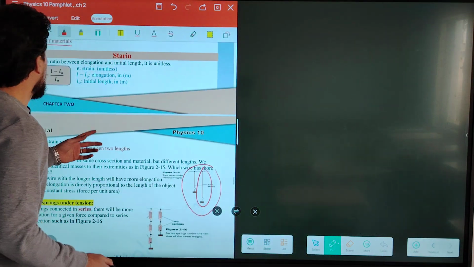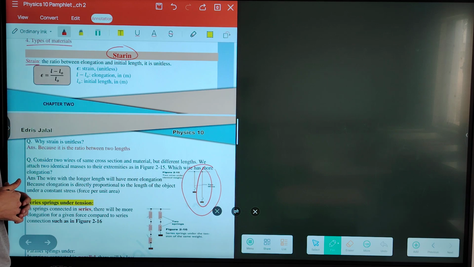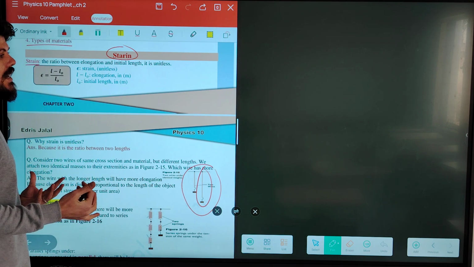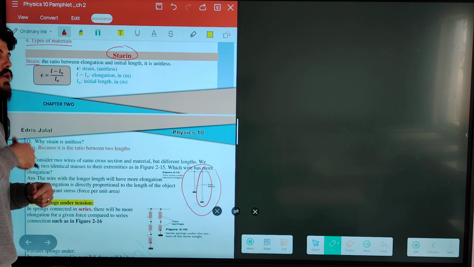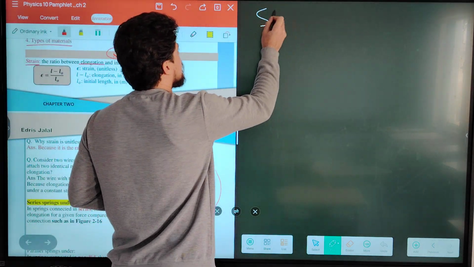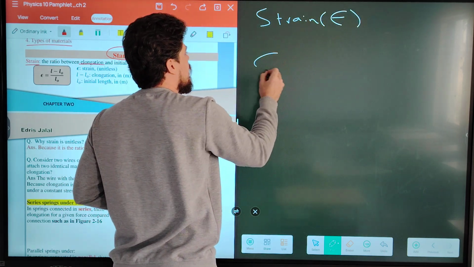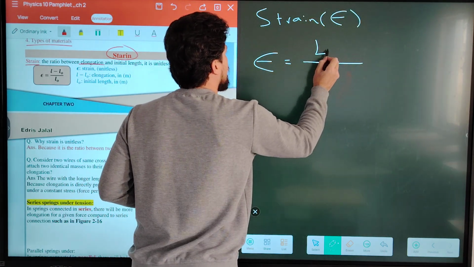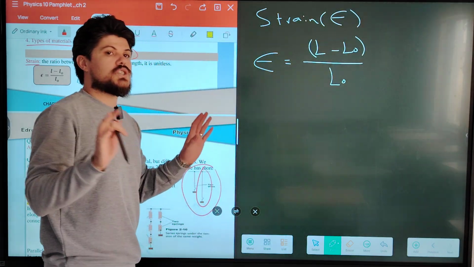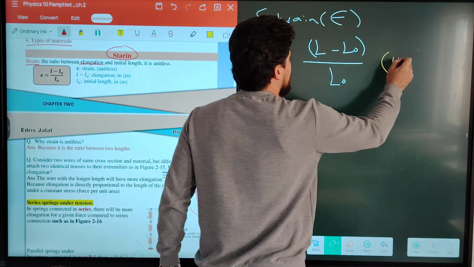Okay. Another topic is strain. In a previous lesson, we studied a little bit about the strain, the ratio between elongation and initial length. What is strain? The ratio between elongation and initial length. The symbol of strain is epsilon. Epsilon is equal to what? The ratio of elongation over initial length. And strain is unitless.